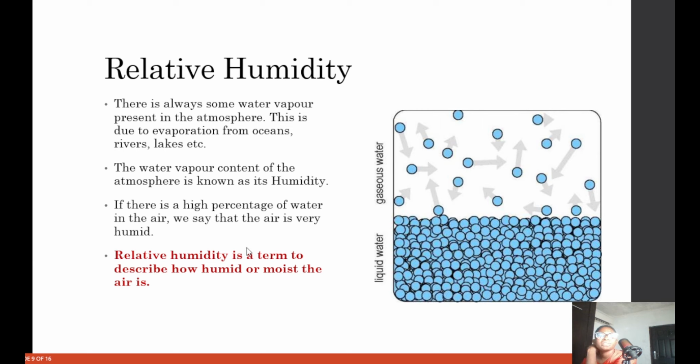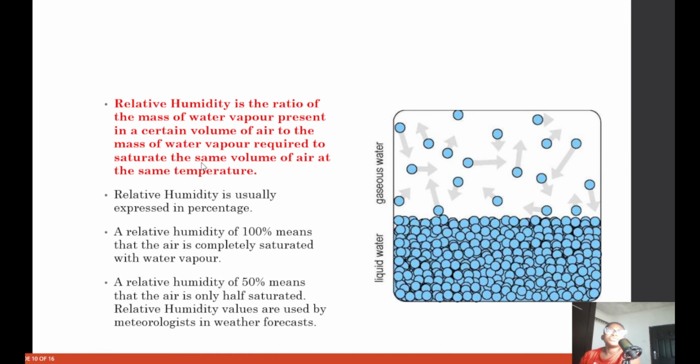So relative humidity is a term to describe how humid or moist the air is. Relative humidity is the ratio of the mass of water vapor present in a certain volume of air to the mass of water vapor required to saturate the same volume of air at the same temperature.